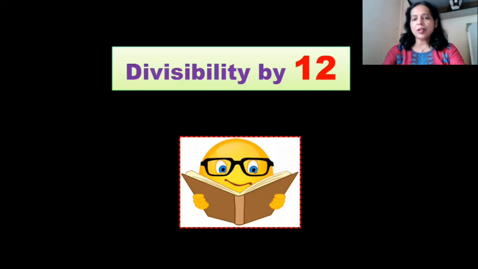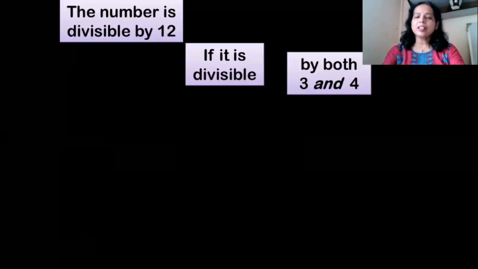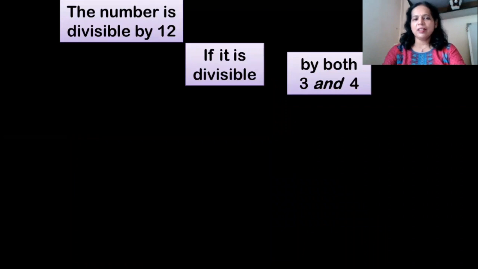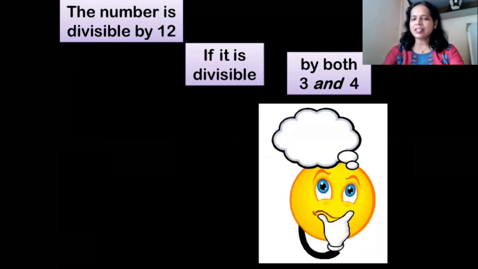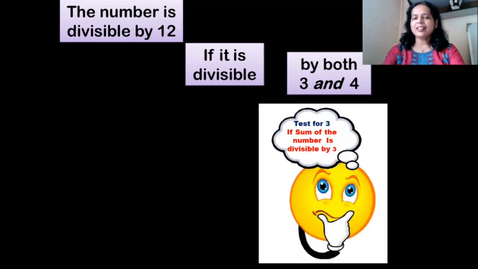Let us see what the divisibility rule of 12 says. The number is divisible by 12 if it is divisible by both 3 and 4. The divisibility test for 3 says, when the sum of the digits is divisible by 3, then it is divisible by 3. If the number formed by the last 2 digits is divisible by 4, then that number is divisible by 4. Right? We know this.